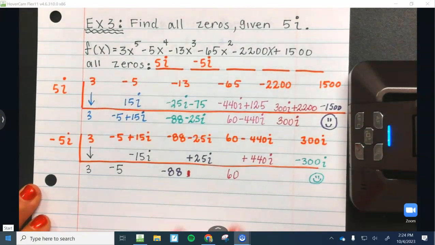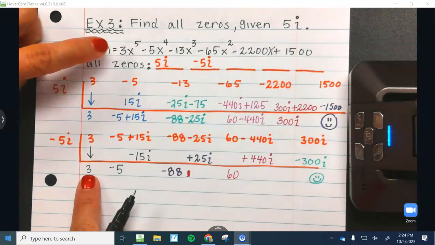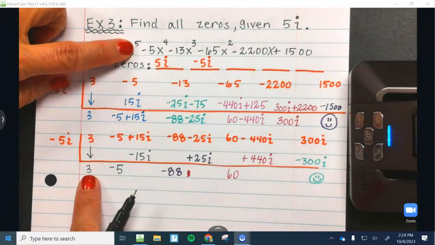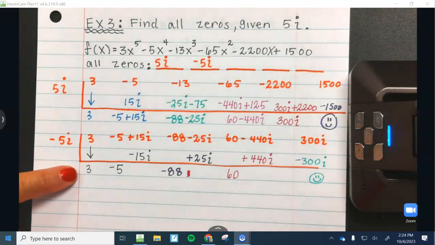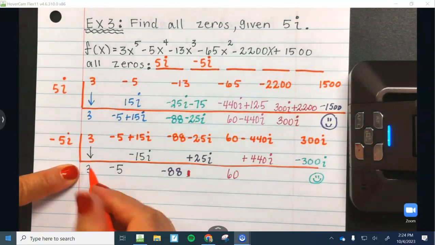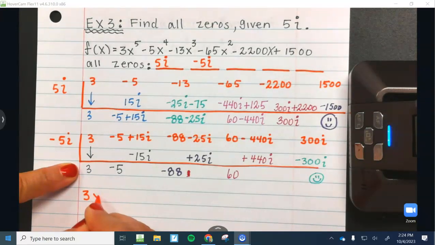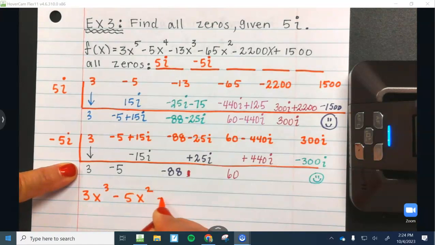This is a polynomial. This is pretty. I'll write this as a polynomial. Remember, this started out as a degree of 5. This ugliness turned into a degree of 4. So this prettiness is a degree of 3. Let's write this polynomial. So this is going to be 3x to the third minus 5x squared minus 88x plus 60.